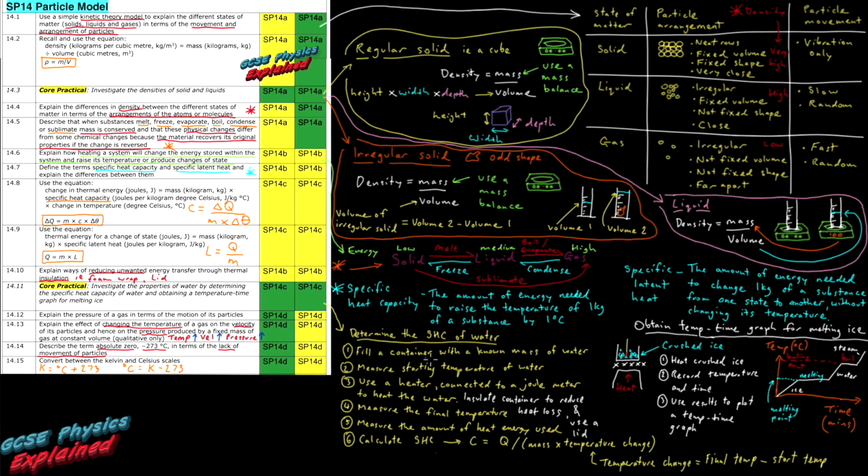You'd need to fill a container with a known mass of water. And for another mark, measure the starting temperature of the water. For your 3rd mark, use a heater connected to a joule meter to heat the water. Measure the final temperature of the water. Measure the amount of heat energy used. And then calculate the specific heat capacity by using C equals Q divided by mass times temperature change.